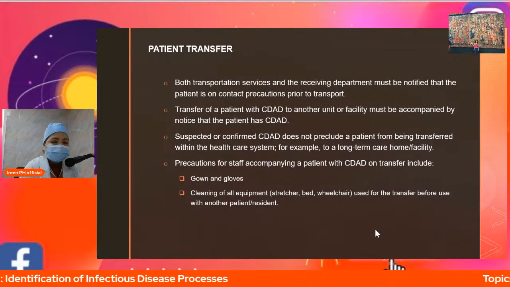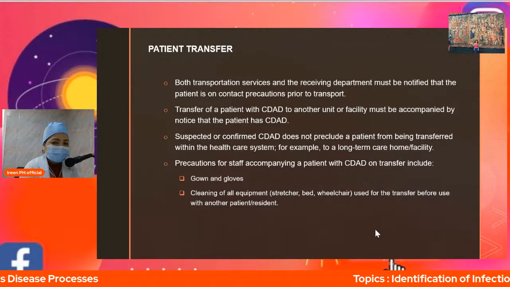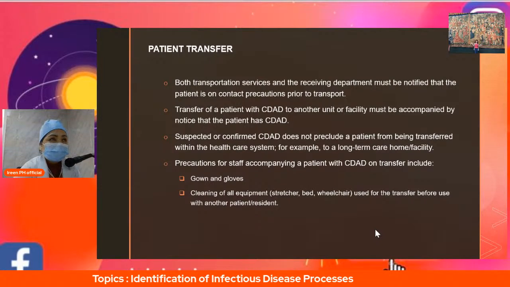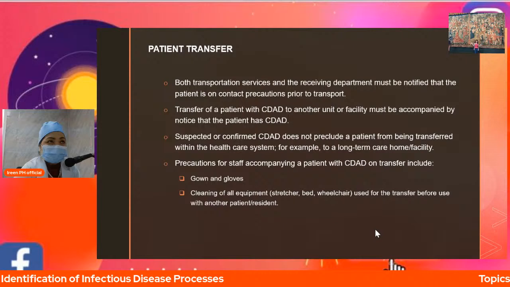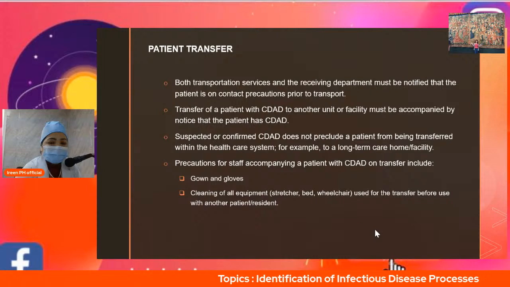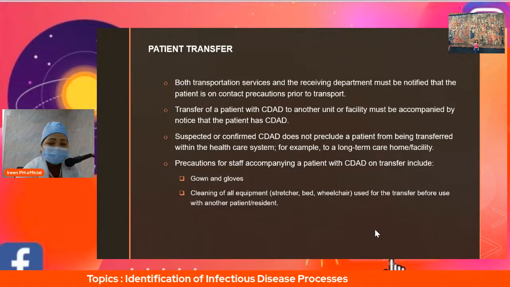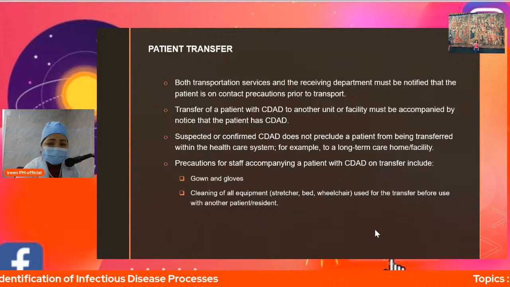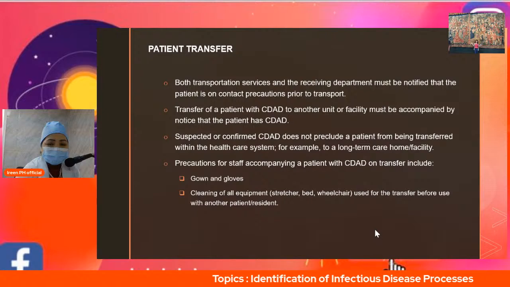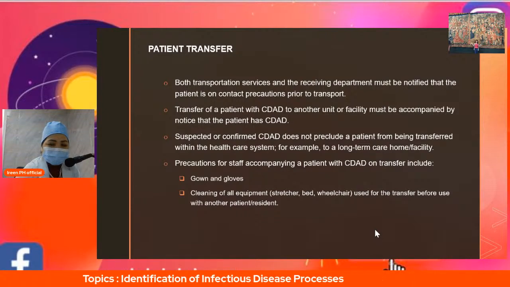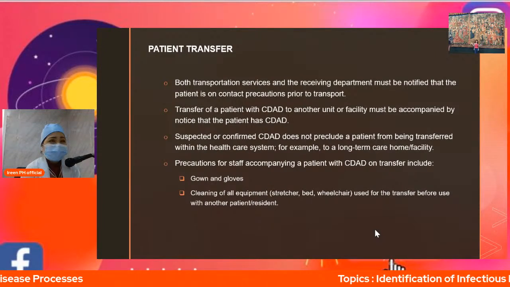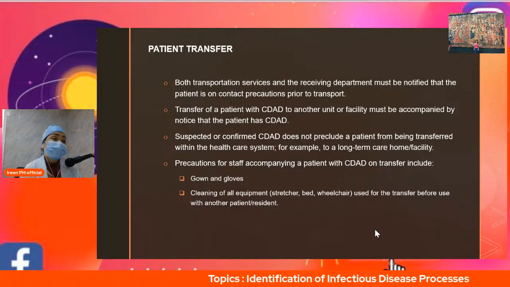Patient transfer. Both the transportation services and the receiving department must be notified that the patient will be on contact precaution. That's why we also have a color-coded sign with instructions for both the patient and the receiving area. Transfer of a patient with CDAD to another unit or facility must be accompanied by notice that the patient has this. That's one reason why we have color-coded signs that aid precautionary measures.